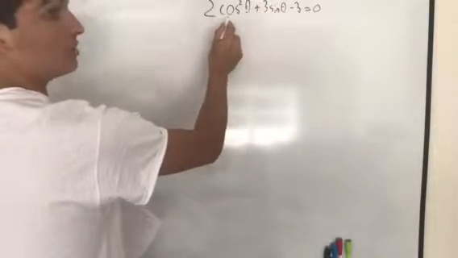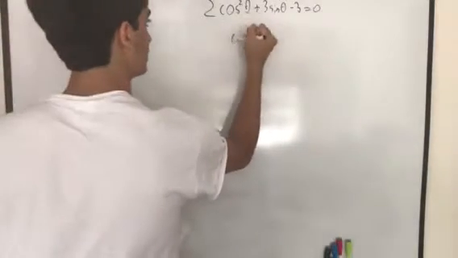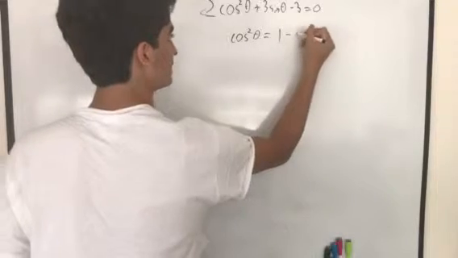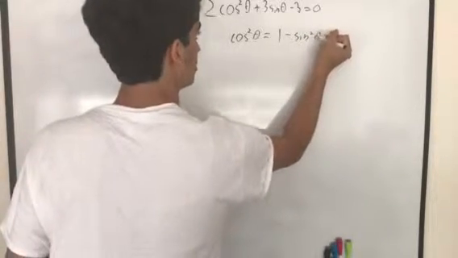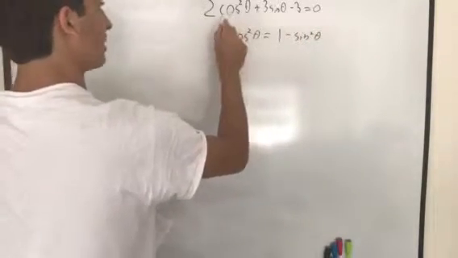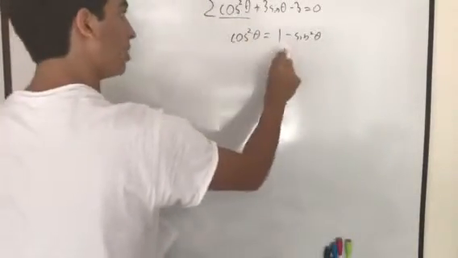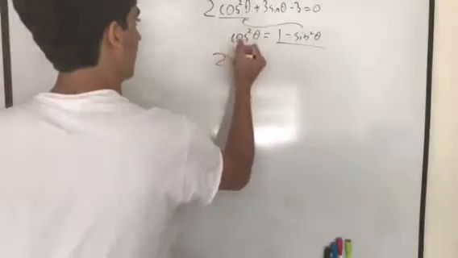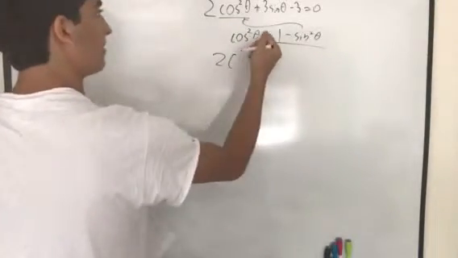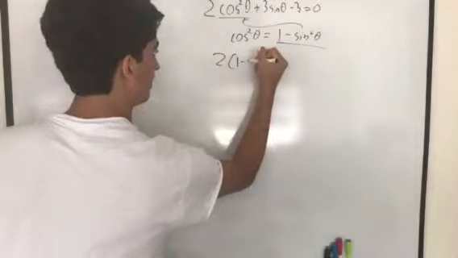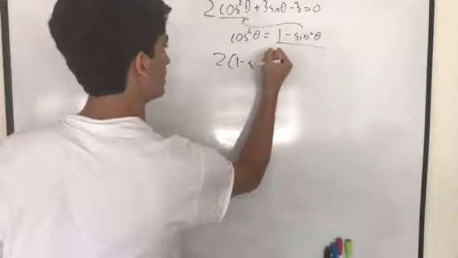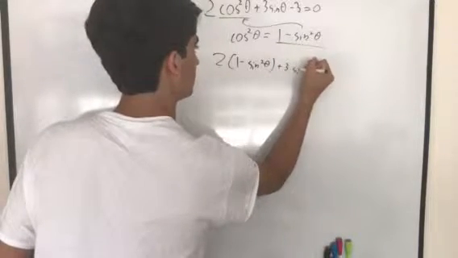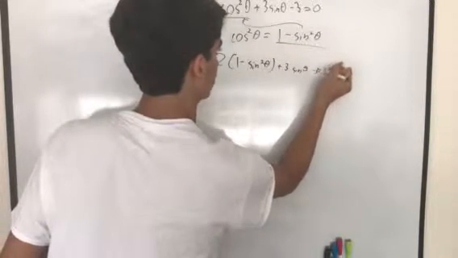Now, the one I think that we should do first is cosine squared, because cosine squared theta is equal to 1 minus sine squared theta. So what we can use that for is we can substitute cosine squared theta in the problem with 1 minus sine squared theta. And the way that we do that is by replacing it here and doing 2 times 1 minus sine squared theta plus 3 sine theta minus 3 equals 0.